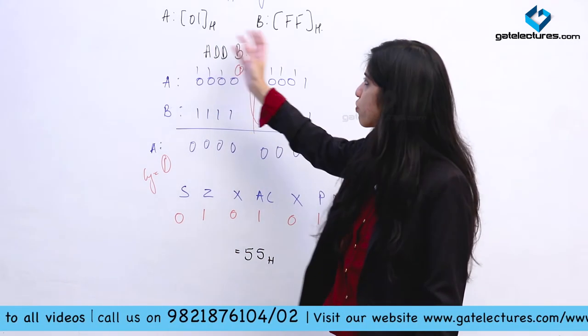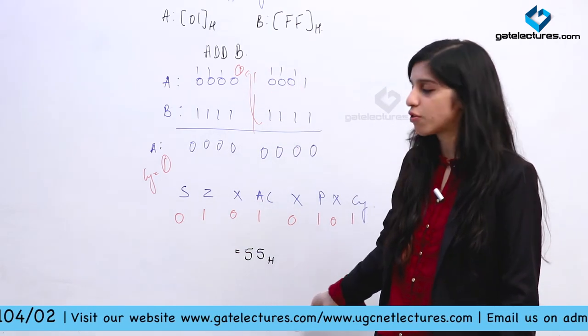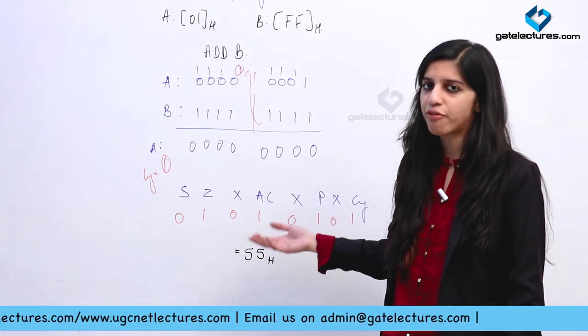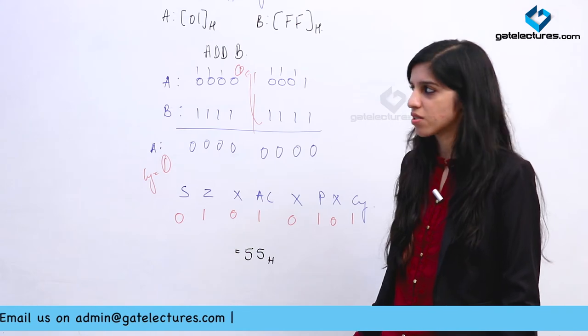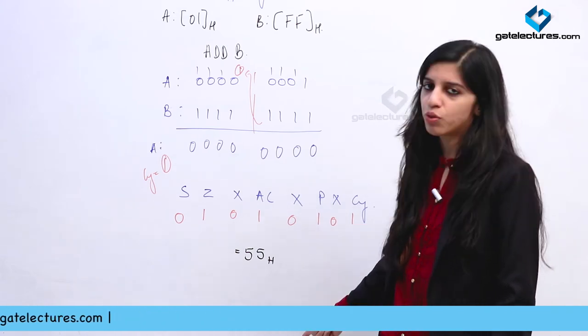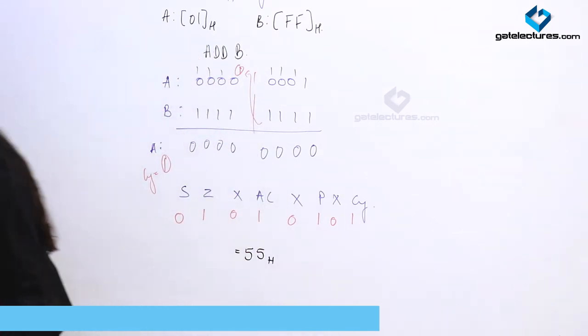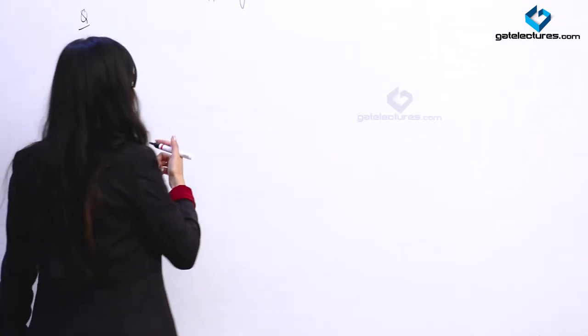They're going to give you contents of two registers, they're going to give you the instruction, and then they're asking the values of the flag register, or they're giving the value of flag register initially, and after execution of an instruction they're going to ask what is going to be the final value of the flag register. So we are going to look at one more question from this module, then we'll see another topic after that. So we are given a question. Now we are looking at one more question.